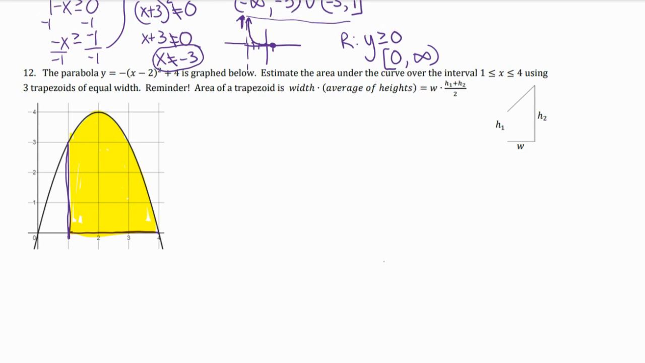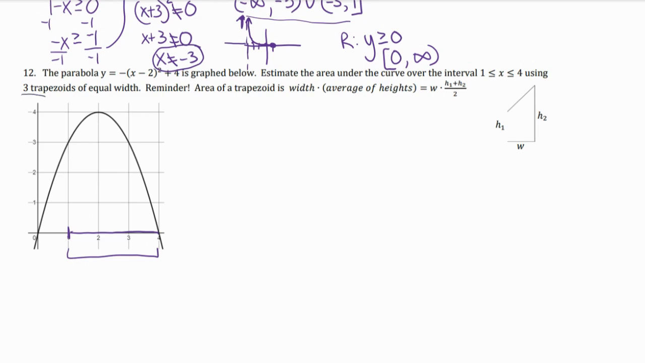But we can't find that actual area without more complicated calculus, which we'll get to later on in the year. Right now, we're just estimating the area. So one way to estimate is to use trapezoids. We are going from 1 to 4. That is a total width of 3. Right? That's a total width of 3.